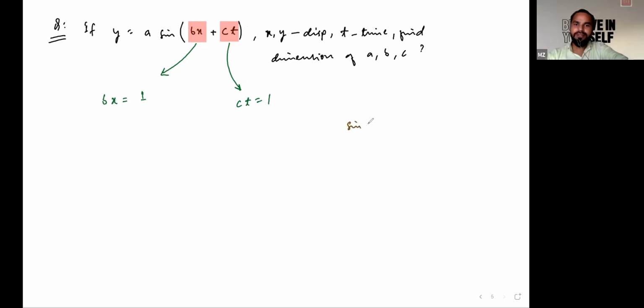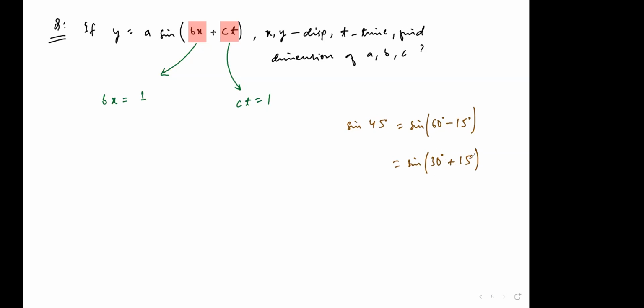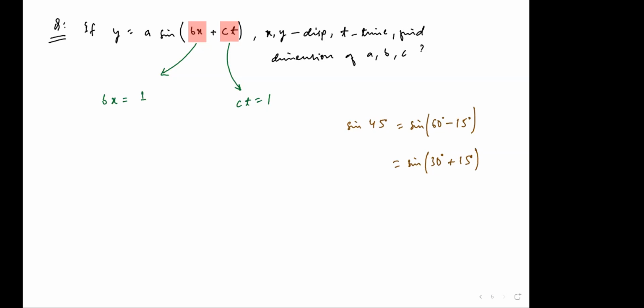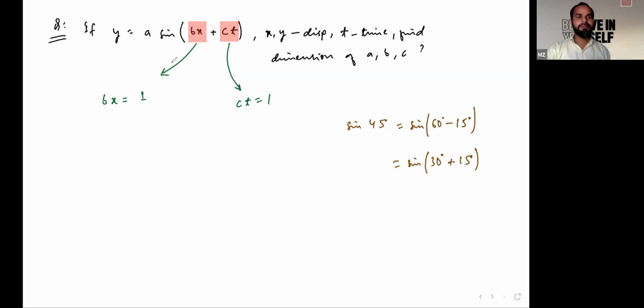Suppose you have sine of 45 degree, you can write it as sine of 60 degree minus 15 degree, or you can write it as sine of 30 degree plus 15 degree. So if two quantities are added, they behave like similar terms. If the first term is an angle, the next term must also be an angle according to the principle of homogeneity. So bx plus ct, both give degree, a number.